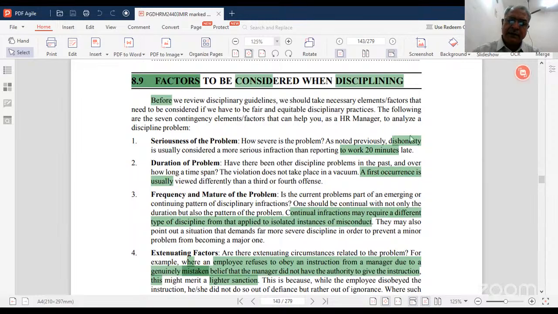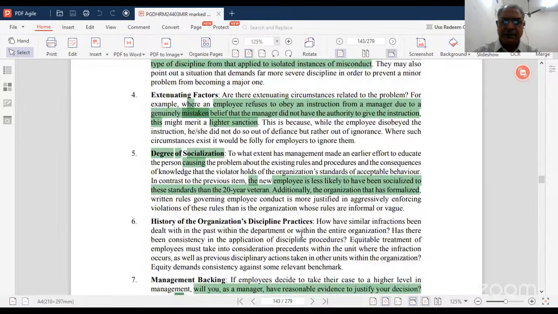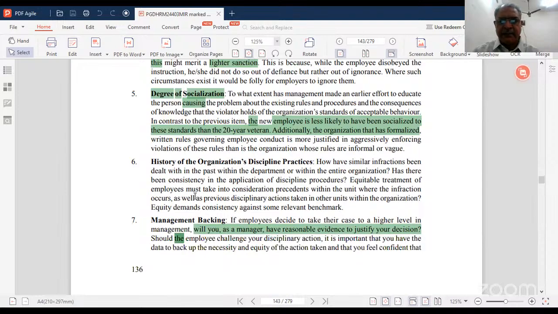Extenuating factors are also another important area, and the degree of socialization. A person who is new to the organization, normally there is a possibility of misconduct and misbehavior. Whereas an employee who has been working in the organization for the last 20 years or so, if he is indulging in any sort of indiscipline, the situation should be different. So these are the various aspects you have to mention in the examination as well as understand for your future course of action. History of the organization and discipline practice.